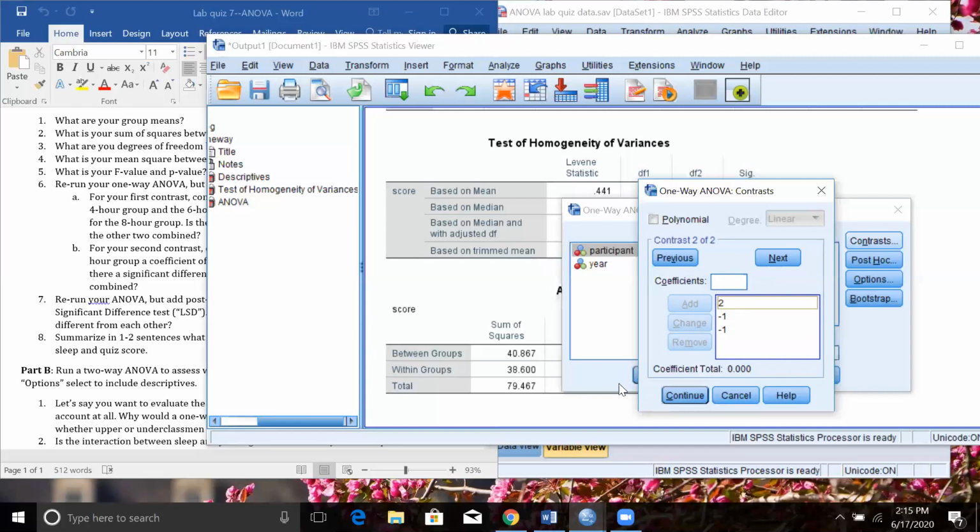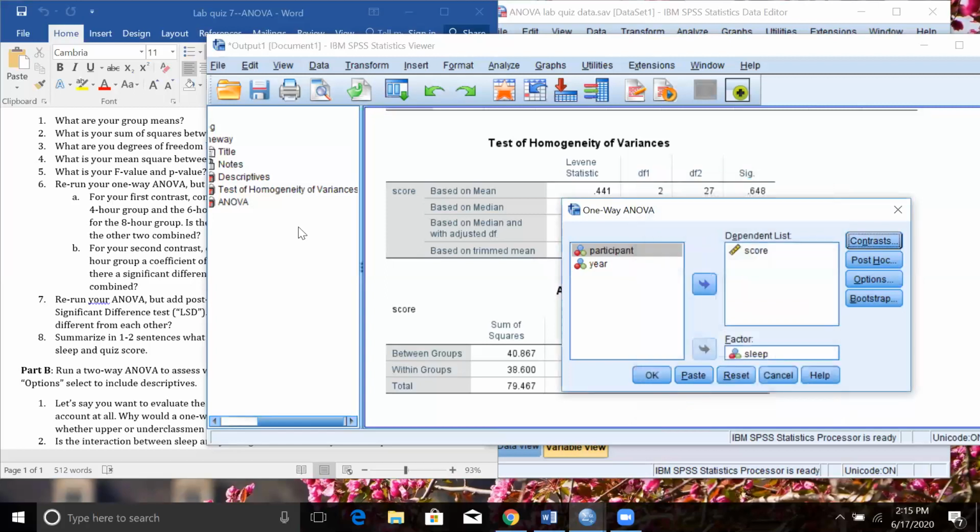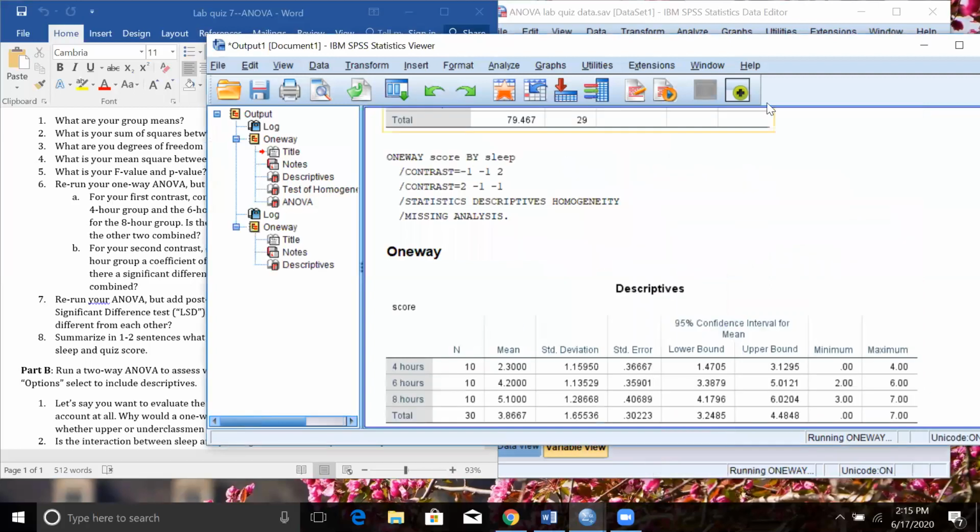Again, I know contrasts are really hard to conceptualize, so do make sure that you review those lecture materials, but in order to do this properly for the lab quiz, just make sure you're following along and doing exactly what I'm doing. Okay, so now we've got our contrasts programmed in and we can hit OK again.